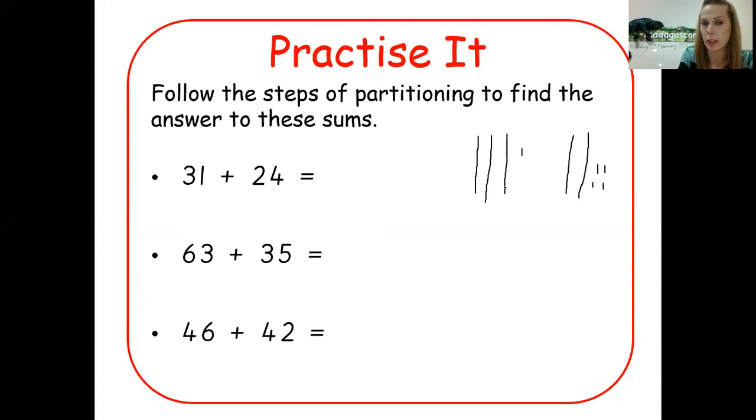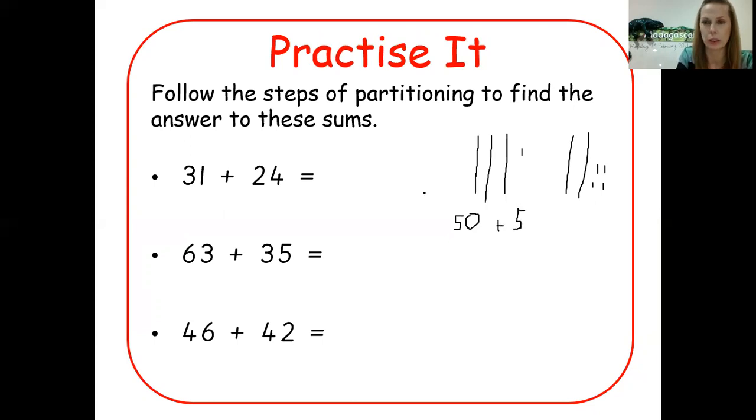So now I'm going to add together my 10s. So I've got 30 here, 30, 40, 50. So my 10s come to 50. Okay, and now I'm going to add my 1s together, and I've got 4 and 1. I know 4 and 1 more is 5. So I've got 50, add 5.